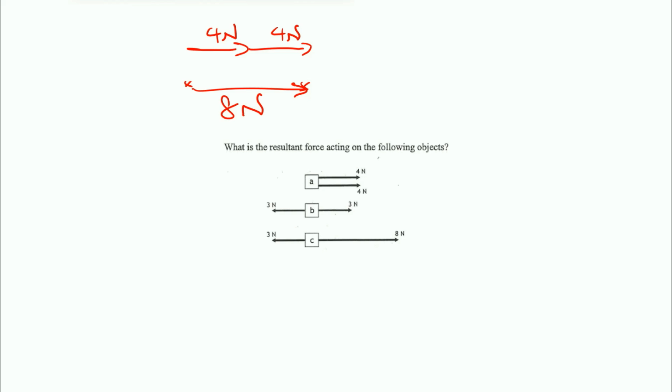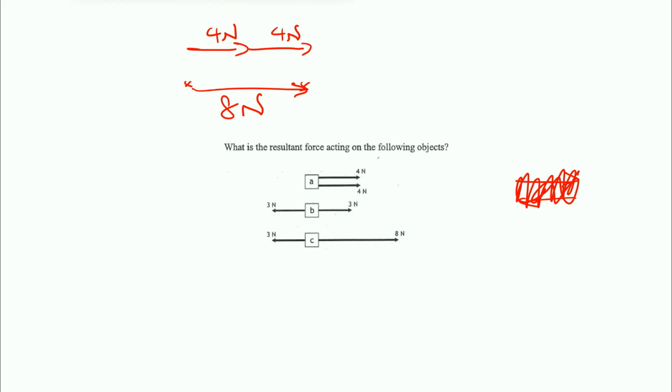For B, well, we've got 3 newtons this way, we've got 3 newtons this way, and those 3 newtons cancel out those 3 newtons, and what resultant force do we have left? None. There is no resultant force, right? Or a resultant force of 0 newtons, which is no force. So there we go. There will be no change of motion to B.